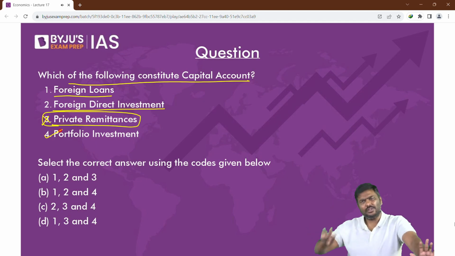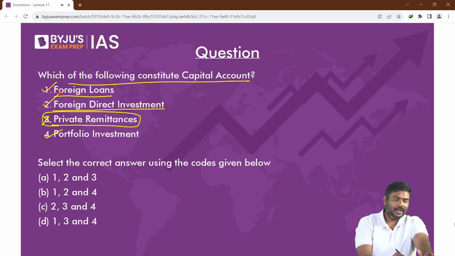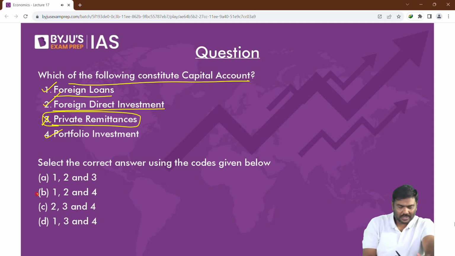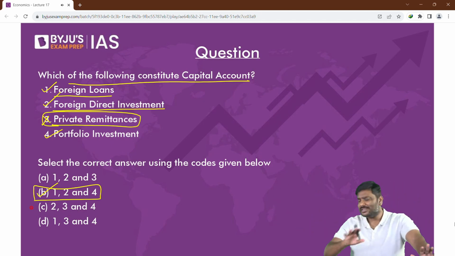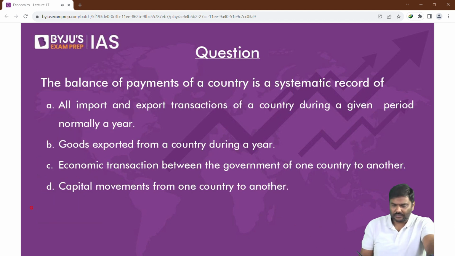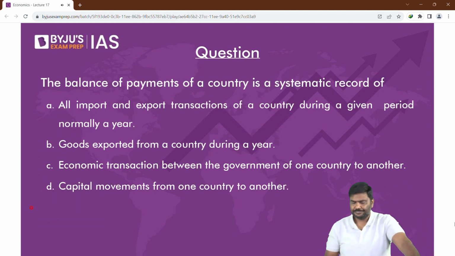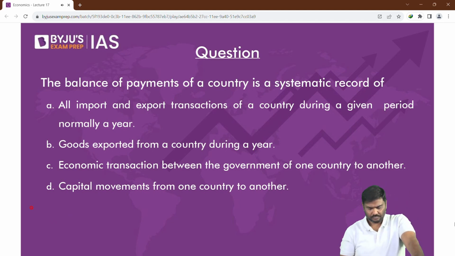Portfolio investment. If you have seen the balance of payment picture that I've given to you, right at the bottom part, I've written capital account, FDI, FPI, etc. I've not discussed FDI. I know that. Don't tell me about that. But I've given that. So portfolio investment is also part of capital account. And many of you are trying to remind me I've not discussed FDI, FPI, etc. We'll discuss it. There are a couple more classes. We'll cover all of it. Please have patience. So right option for the question will be option B, 1, 2, and 4.